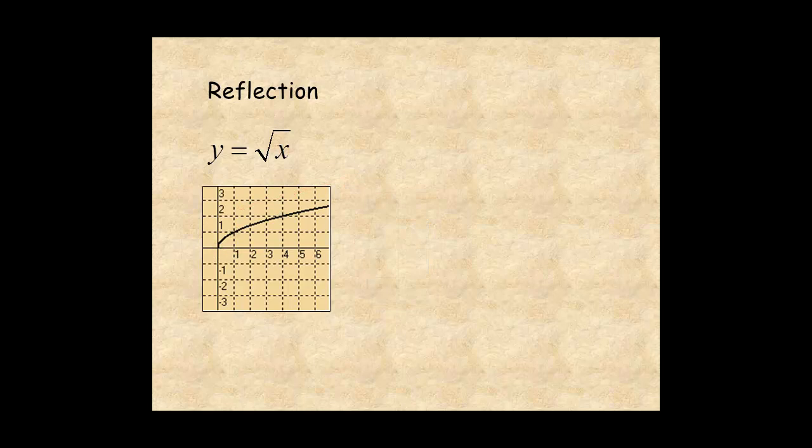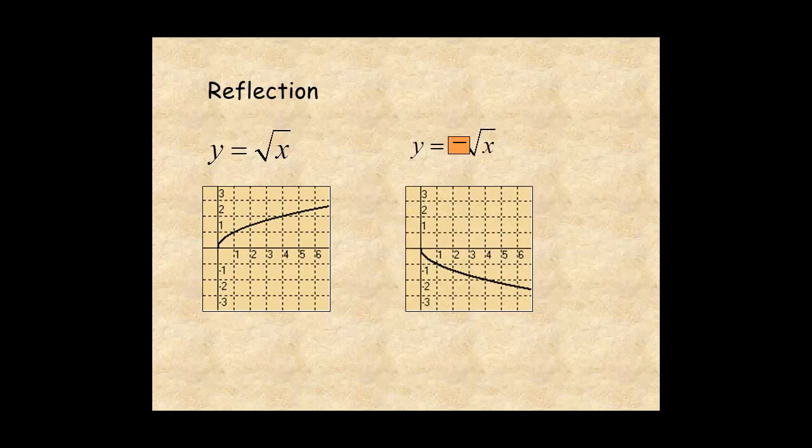If you multiply the function by -1, the y-coordinates of points on the graph are multiplied by -1, but the x-coordinates aren't changed. This causes the graph to reflect across the x-axis, opening down and to the right.